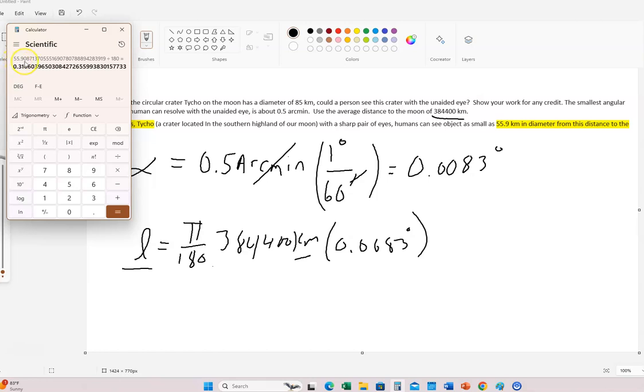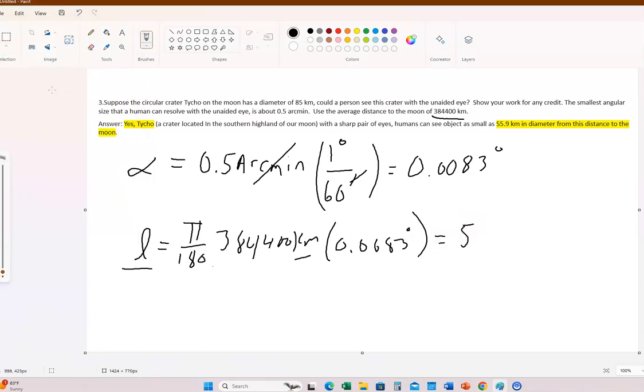I got it, 55.9. All right, so 55.9, that would be the limit at which the human eye could see. Again, this number that it came up with is just because I hit equals twice, and this calculator just keeps calculating. So this answer would be 55.9. And of course, because the distance was in kilometers, the size of the object is also in kilometers.